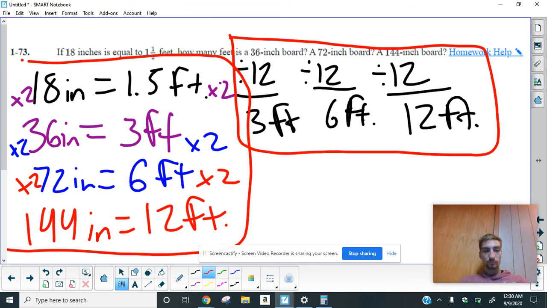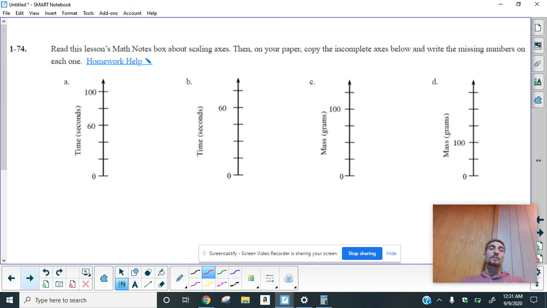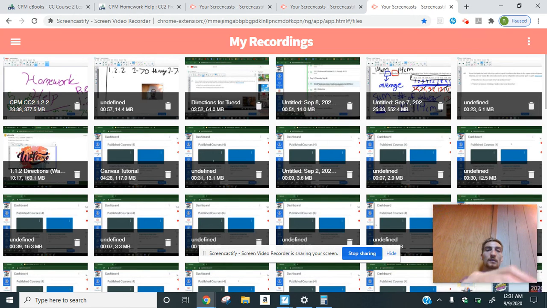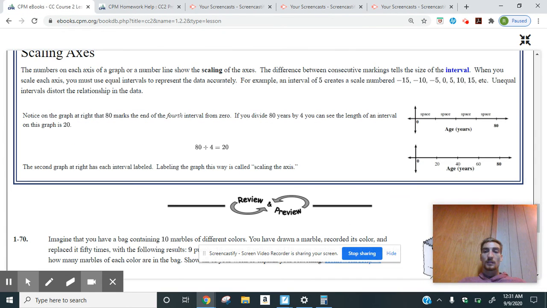Okay. All right, looking at the final set of problems here, it says read this math lesson's math notes, and we're going to, on our paper, copy the incomplete axis below and write the missing numbers on each one. So we can go ahead and take a look at these math notes here. And it talks about intervals. Intervals is in bright blue. You can actually click on that to get a definition.